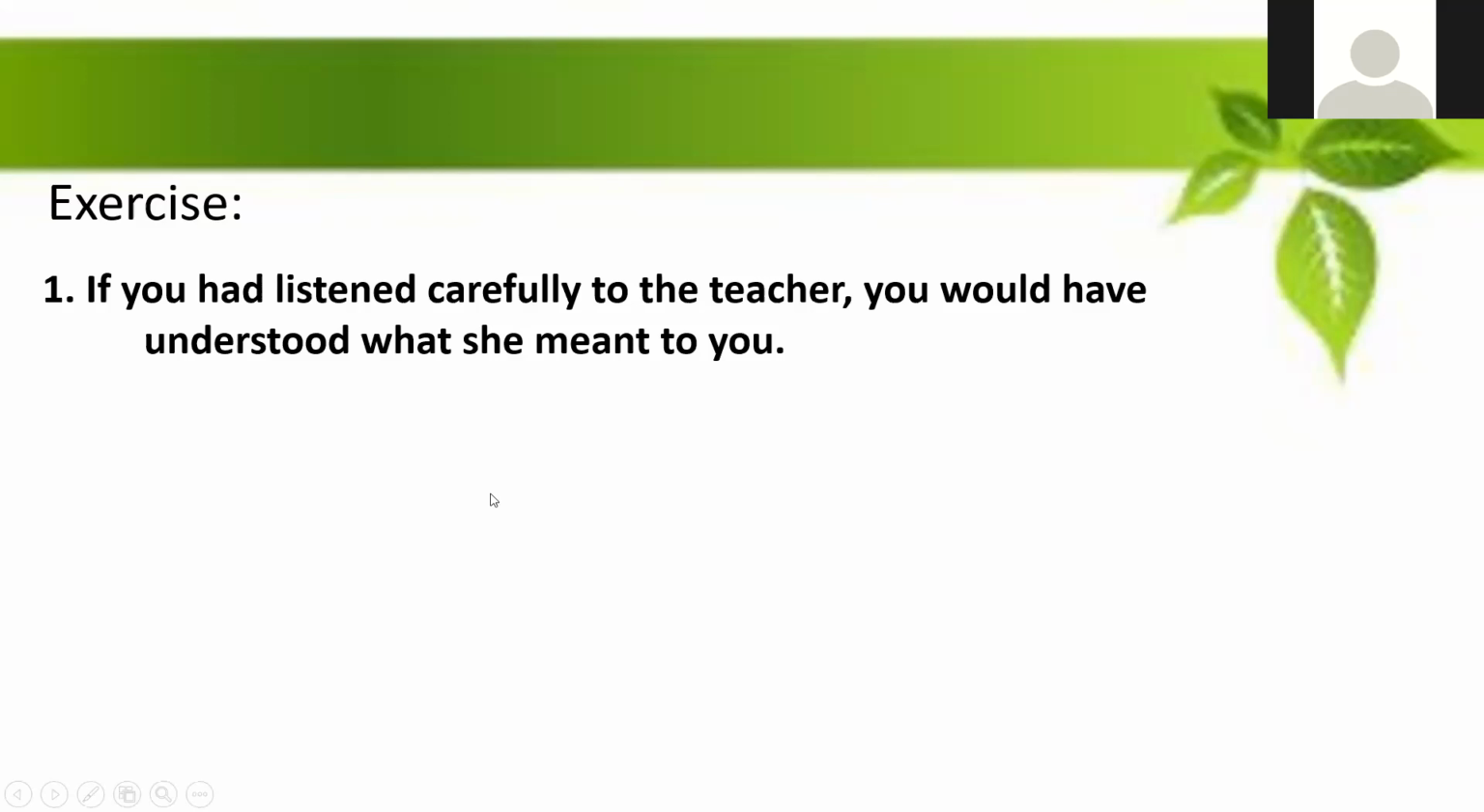Okay, Kau Klong, this is my question. Can you identify the structure of the third conditional in the sentence? For the first one, you have, of course, if. Okay, so what else, Kau Klong? What is the past perfect tense in the sentence?